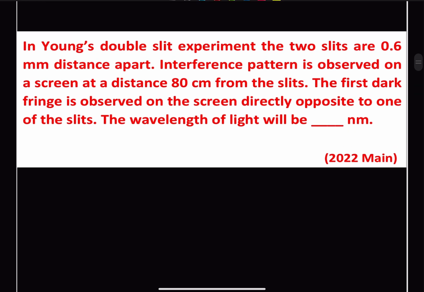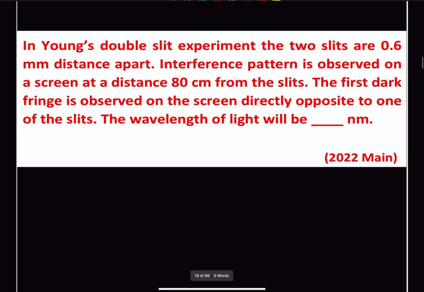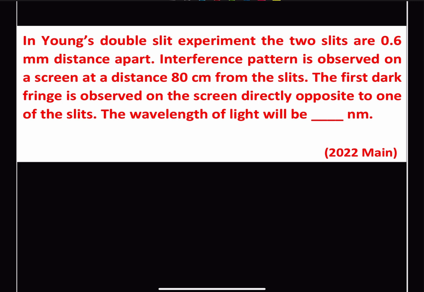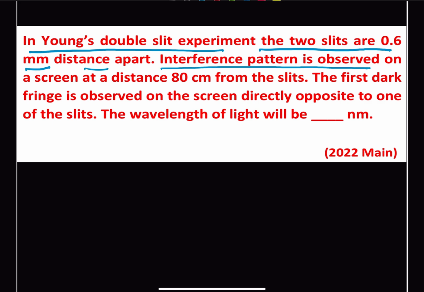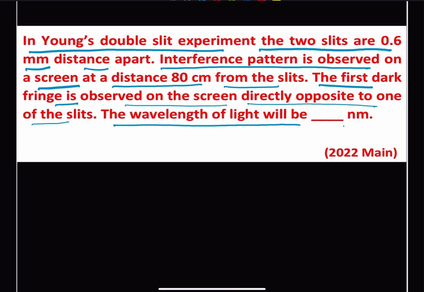Next question, and it states that in Young's double slit experiment, the two slits are 0.6 millimeter distance apart. Interference pattern is observed on screen at a distance 80 centimeter from the slits. The first dark fringe is observed on the screen directly opposite to one of the slits. The wavelength of the light will be in nanometer.